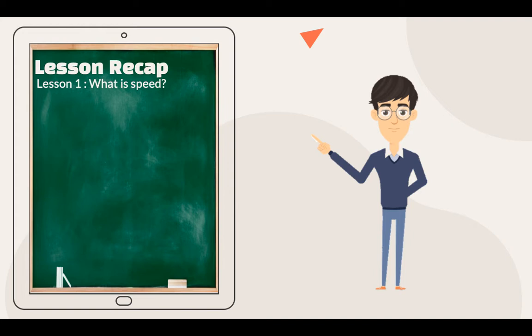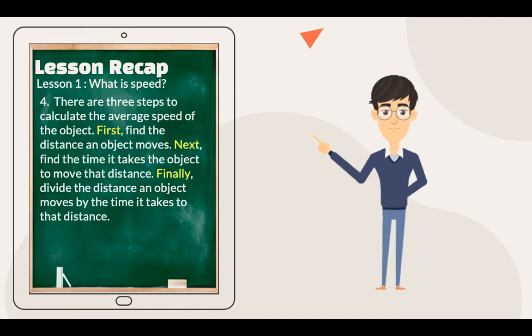Moreover, we've talked about the 3 steps to calculate the average speed of the object. First, we find the distance an object moves. Second, we have to find the time it takes the object to move that distance. And finally, we have to divide the distance an object moves by the time it takes to move that distance.